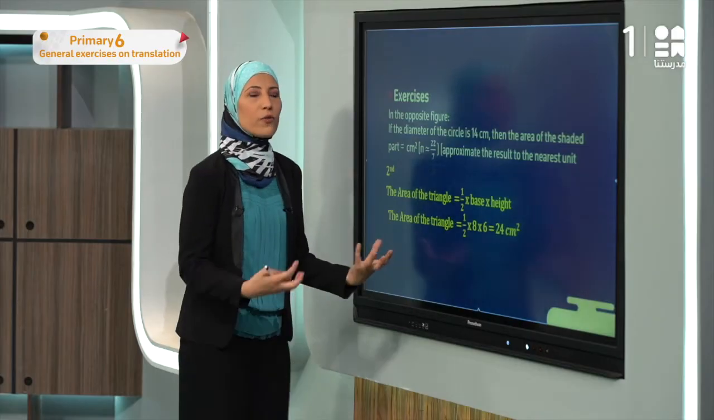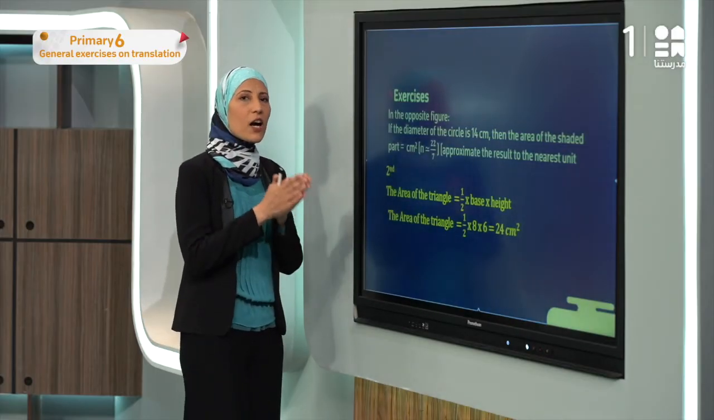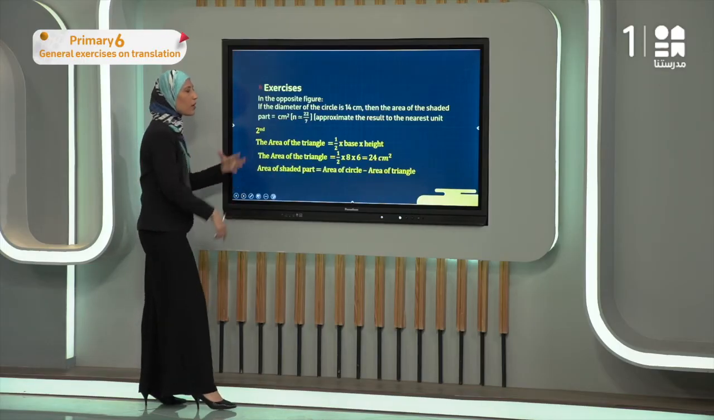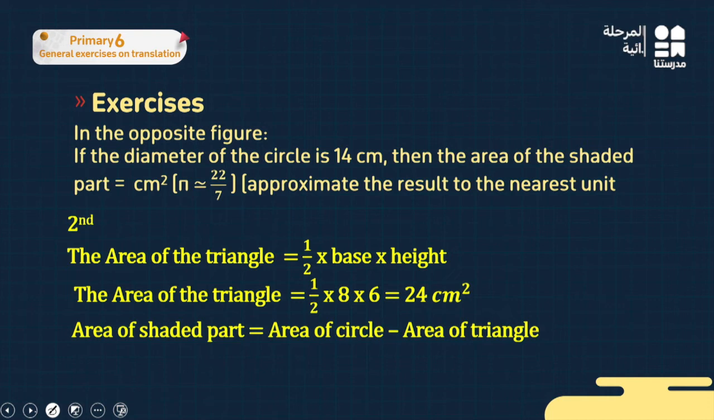Now I will find the area of the shaded part by making the area of the whole circle minus the area of the triangle. So I already found that the area of the whole circle was 154, minus 24. So it gave me 130 centimeters square. This is the area of my shaded part.